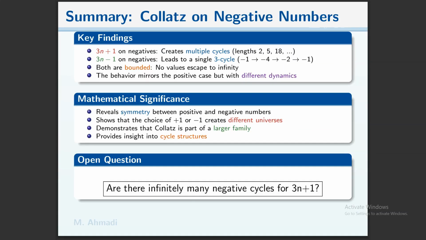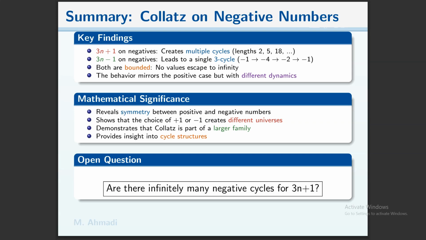And finally, this is the summary of the whole presentation. Collatz on negative numbers, key findings. 3n+1 on negatives creates multiple cycles with lengths 2, 5, and 18. 3n-1 on negatives leads to a single cycle, and values are bounded, no value escapes to infinity. The behavior mirrors the positive case but with different dynamics.